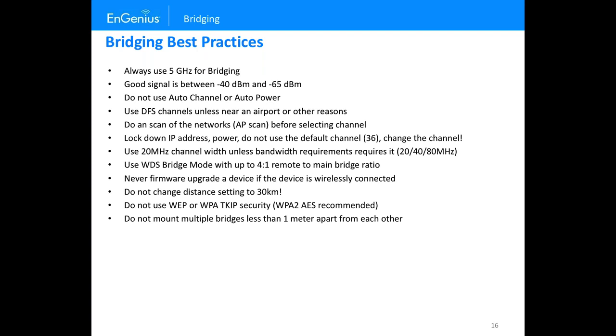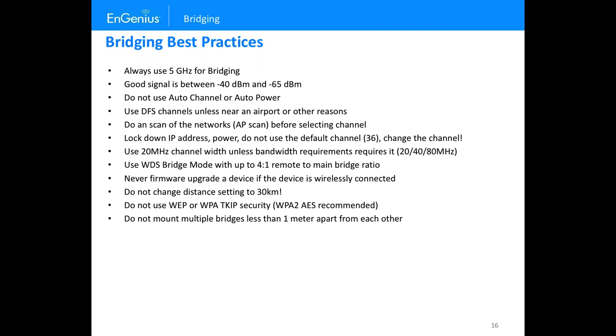Our default is, unfortunately, it doesn't really matter. There's no perfect default auto channel, but our bridge mode default channel is 36. Not good to use that. 36 is the most commonly used 5 gigahertz channel. So we want to change that channel to like channel 100 or something, but do an AP scan, find out what else is out there first before choosing a channel, then lock down the channel, picking a channel and keeping it fixed. And then the power, okay?